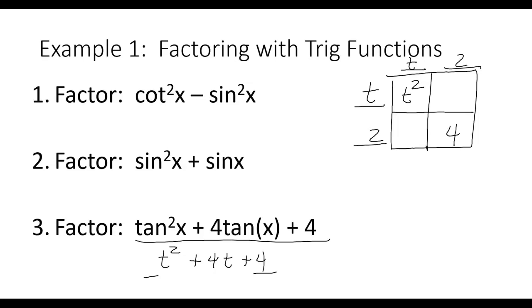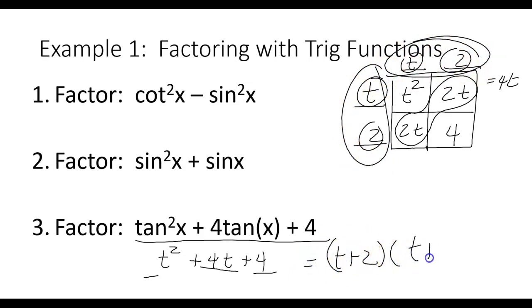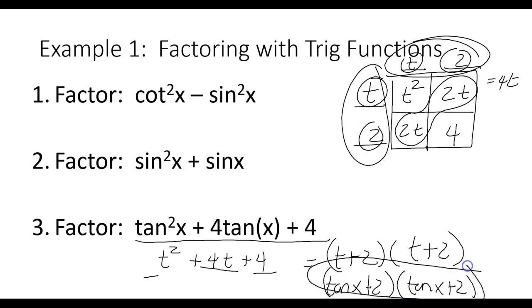We know it works if, when we multiply these together, and multiply these together, and then add those 2 results together, what they add up to is the middle term. And it works, so we've done it right. So the factorization is t plus 2 and t plus 2. But once again, we want to go that one extra step where we replace the t with what it represents, and it represents tangent. So there's my final answer there.